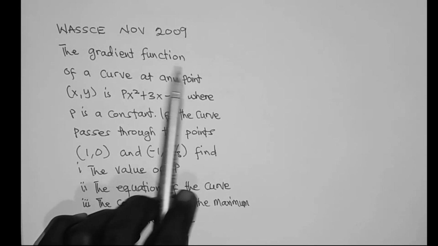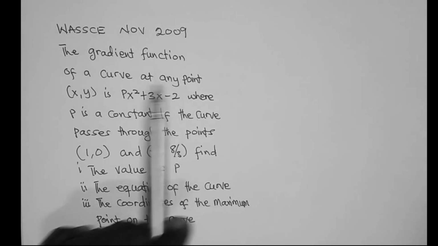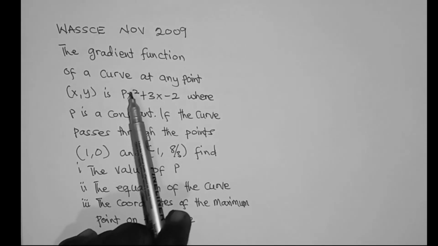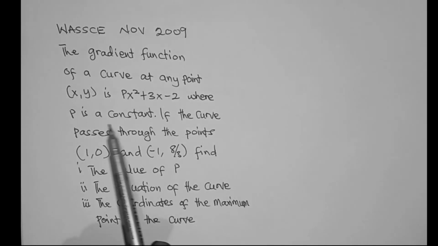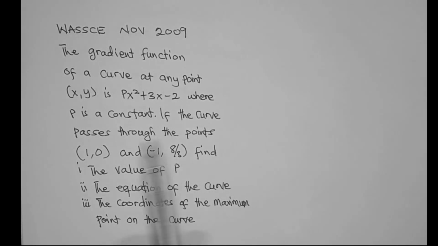The gradient function of a curve at any point (x, y) is px squared plus 3x minus 2, where p is a constant. If the curve passes through the points (1, 0) and (-1, 8/3), find (i) the value of p, (ii) the equation of the curve, and (iii) the coordinates of the maximum point on the curve.